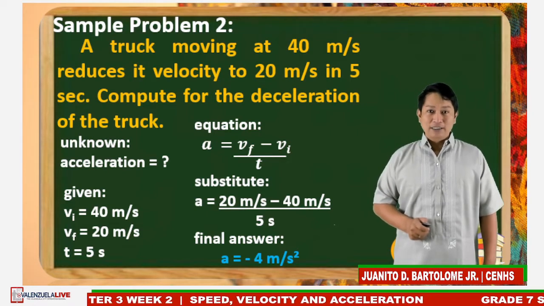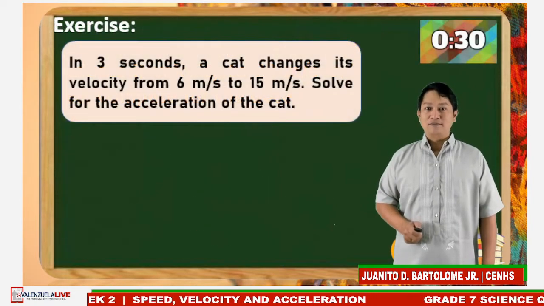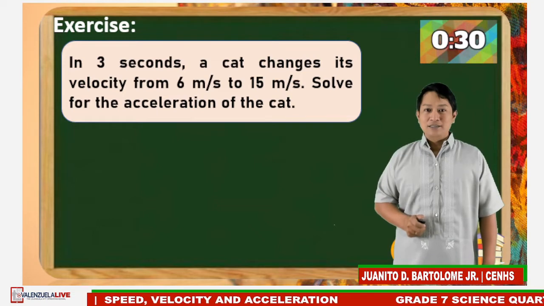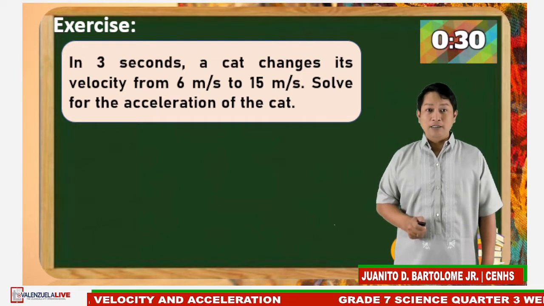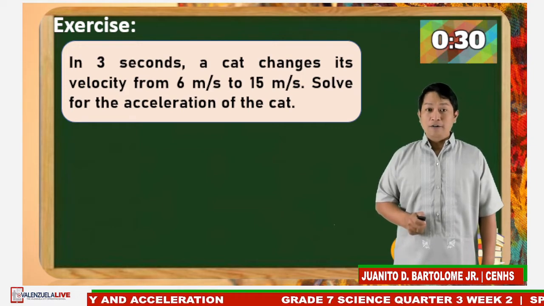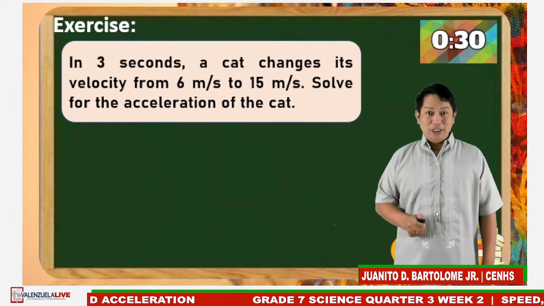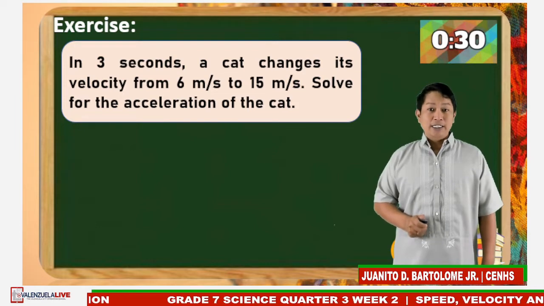Okay, grade 7. Now it's your turn to answer this problem. In 3 seconds, a cat changes its velocity from 6 meters per second to 15 meters per second. Solve for the acceleration of the cat. I will give you 30 seconds to answer this problem. If you are done, type your answer in the comment section. Time starts now.